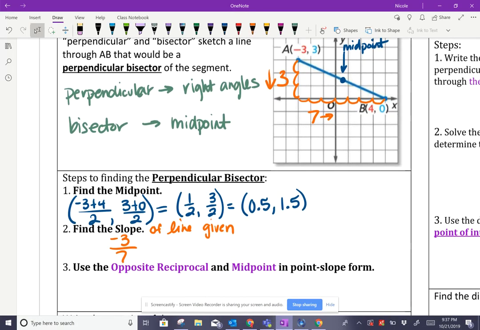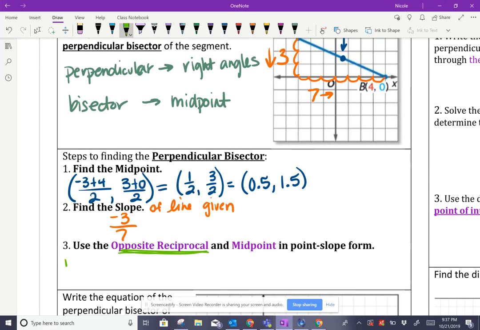So since we are doing perpendicular, this means I need to use the opposite reciprocal. So my perpendicular slope, I'm going to flip that -3 over 7 and change the sign. So my perpendicular slope is 7 over 3, and it's positive.